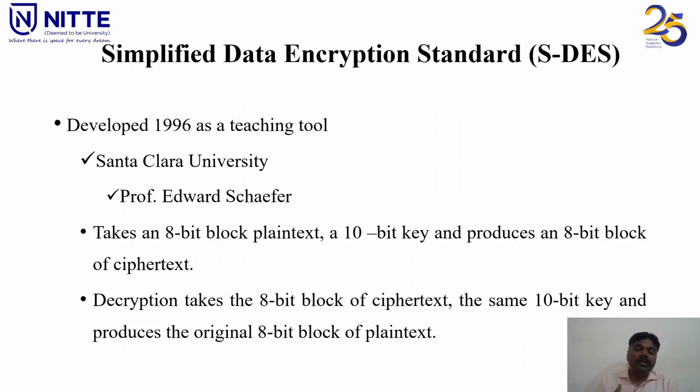So instead of taking 64-bit plain text and a 64-bit key, we try to understand it by considering 8-bit plain text and a 10-bit key in order to get an 8-bit block of ciphertext. Decryption also takes place with the 8-bit block of ciphertext and the same key to produce the original 8-bit block of plain text.